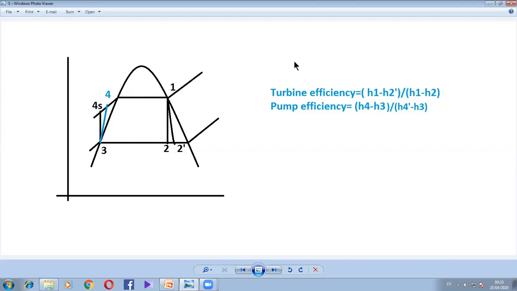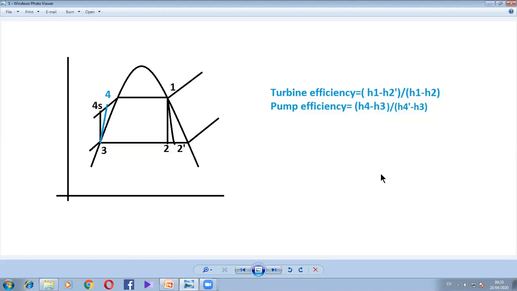As you can see, this is the TS diagram which I have shown. 1, 2, 3, 4s is the simple Rankine cycle in which the process 1 to 2 is isentropic, that is S1 will be equal to S2 here, and S3 will be equal to S4 because the process is isentropic. But when I take the actual cycle, the process is not isentropic.